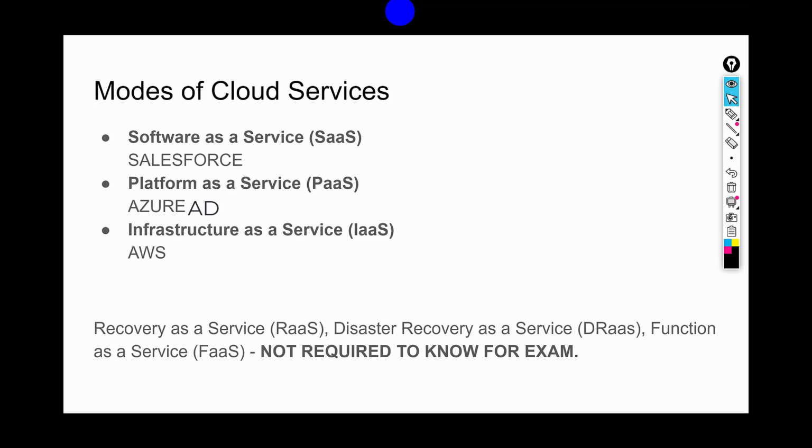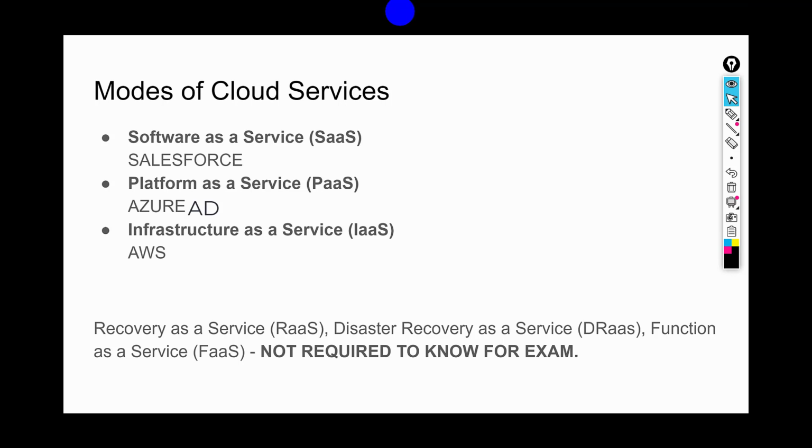So software as a service, I have an example here for you guys. It's Salesforce. That's one of the applications that is quite popular. So software as a service, platform as a service, I think about Azure as the example, and infrastructure as a service, which I think about as AWS, and there's Google too, but I think more of AWS because it's kind of popular.